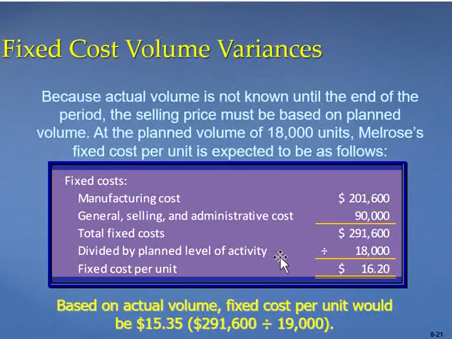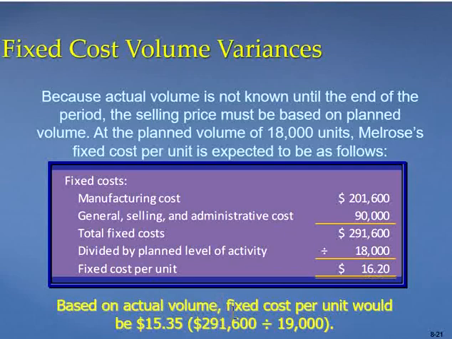Okay, so here 16.20 is a fixed cost per unit. Now this 16.20 is our predetermined overhead rate, that we will allocate a fixed cost based on this rate.